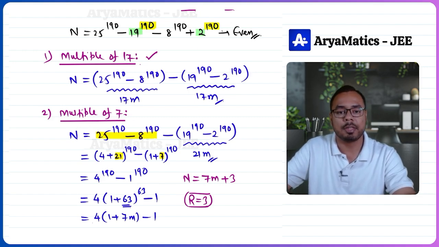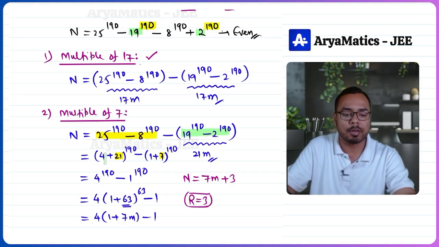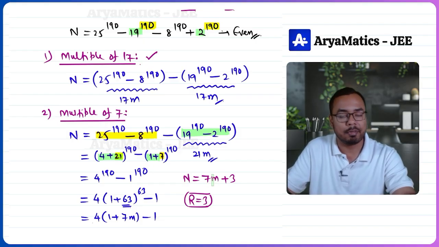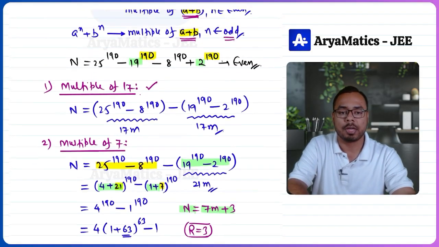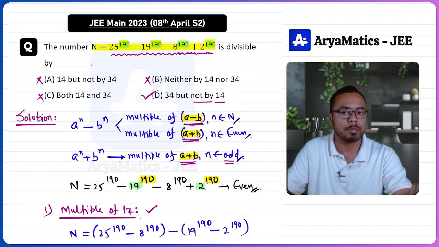For this part we can directly claim that it will be a multiple of 7, but for the other two terms, using binomial, we established that when you divide that number by 7, the remainder will be 3, and hence it is not a multiple of 7. So the correct answer for this problem will be option D.